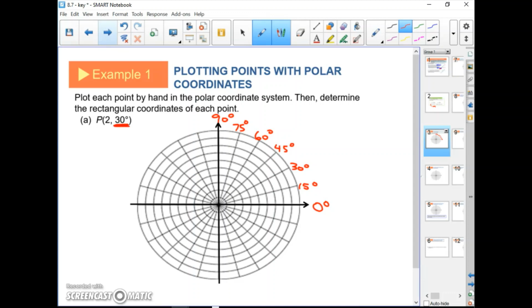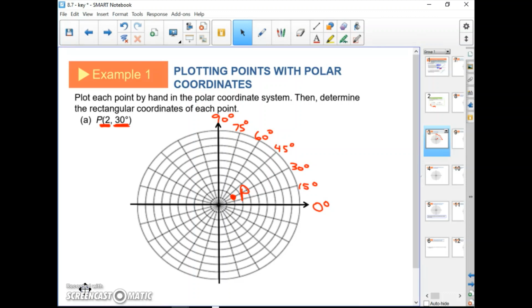And so the first thing you would do is find the mark that coincides with 30 degrees, and then go 2 units in that direction. So did you find the mark that corresponds with the 30? Start from the origin, and go 2 in that direction. 1, 2, there'd be a point right there. So 30-degree direction, 2 units in that direction. That is point P. So let's label that point P. That's all there is to it for graphing.